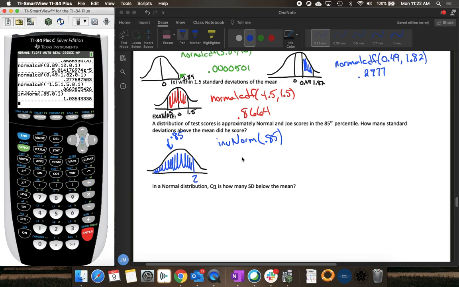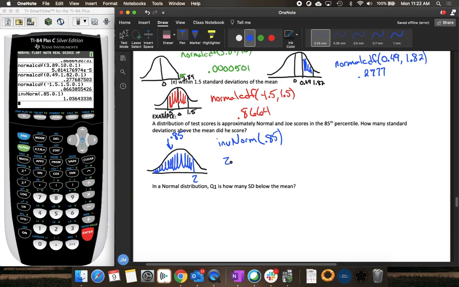And then we would know that his z-score is equal to 1.036. So how many standard deviations above the mean did he score? There's our answer. He was a little over 1 standard deviation above the mean.